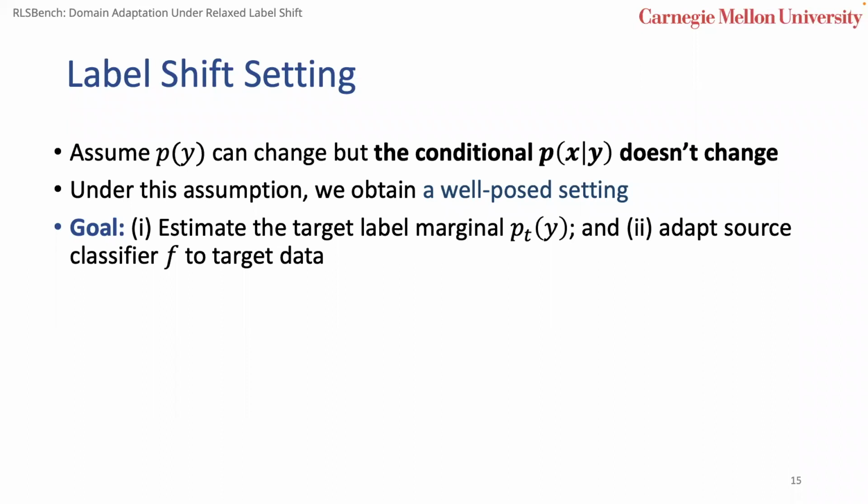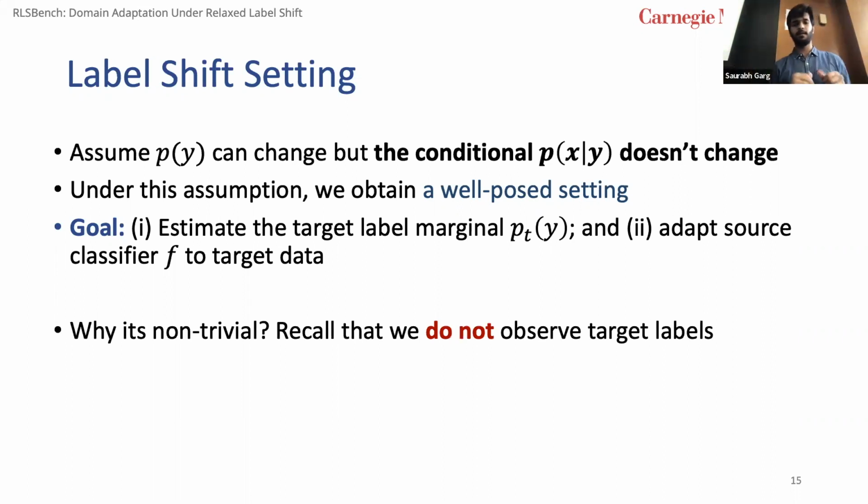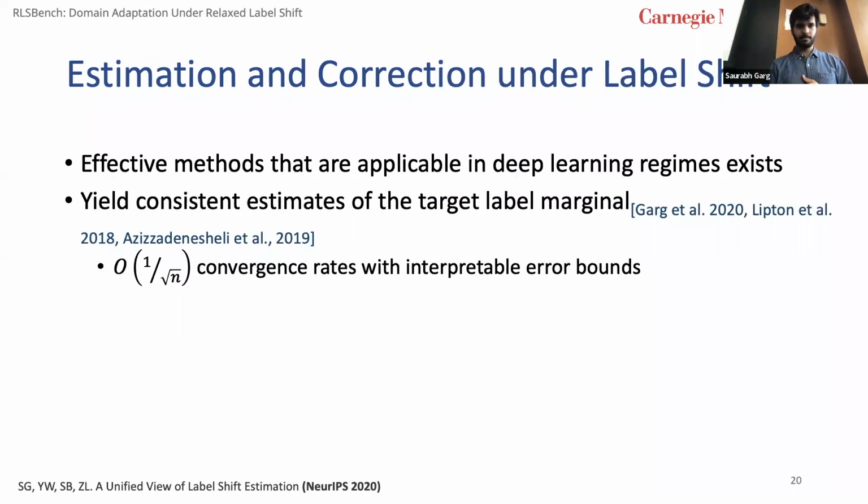Yes, thanks. Okay. So the high level goal of performing well on target can be divided into two tasks. One is estimating the target label marginal, p_T of y. And second, by leveraging this estimate, we want to adapt a classifier that we have trained on source to target data. Just to make sure we are all on the same page about why this task is non-trivial, recall that we do not observe target labels, so we cannot just do some counting and get estimates on target data.